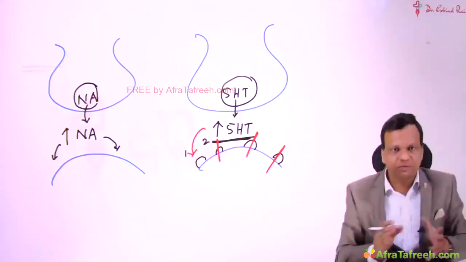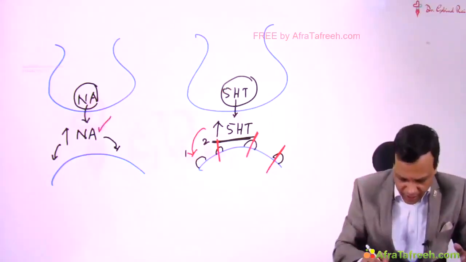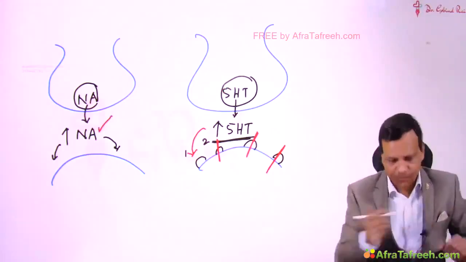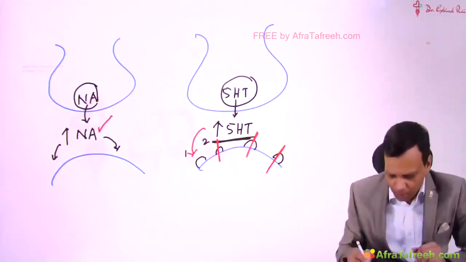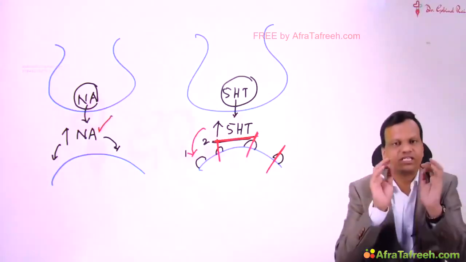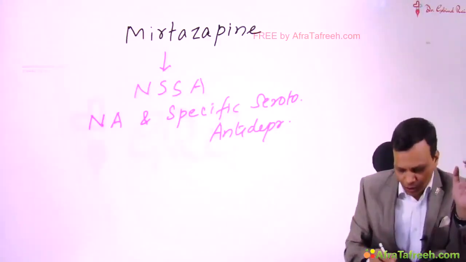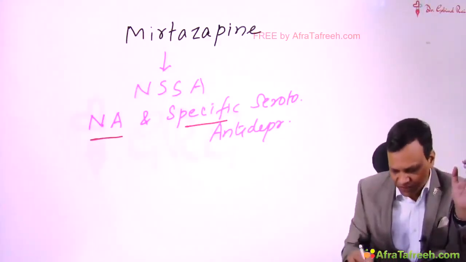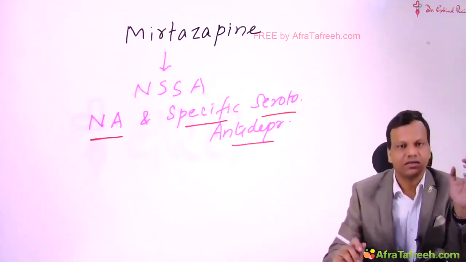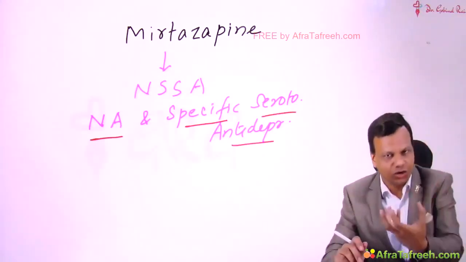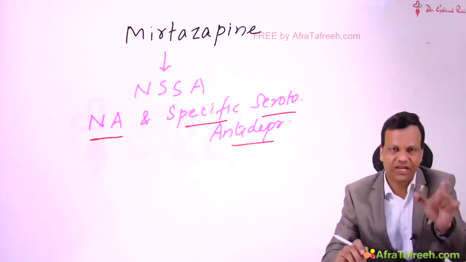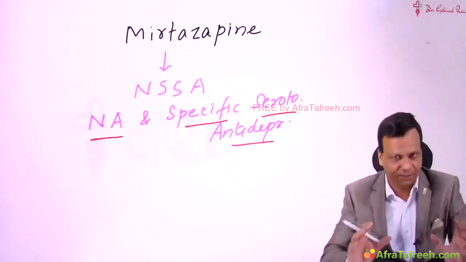So what happens when we give mirtazapine? It increases noradrenaline, which can work on all the receptors. It increases serotonin also, but it selectively works on 5-HT1 receptors. That's why the term is noradrenergic and specific serotonergic antidepressant. That means it increases noradrenaline and serotonin, but serotonin specifically works only at 5-HT1 receptors.